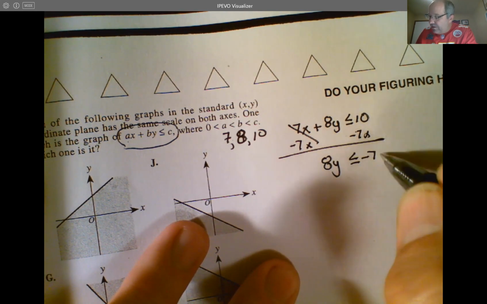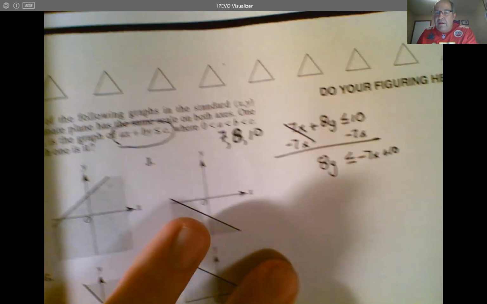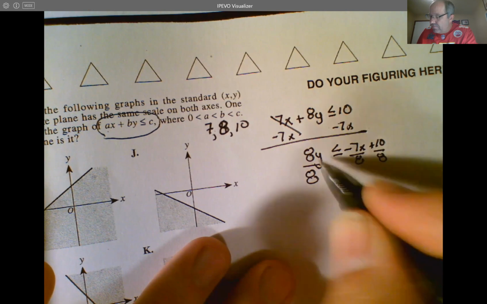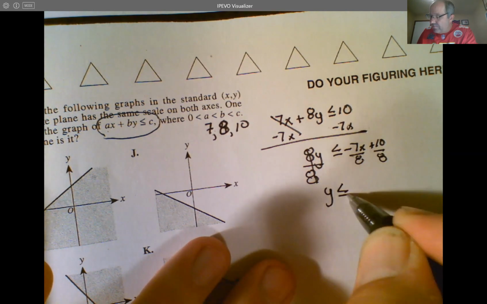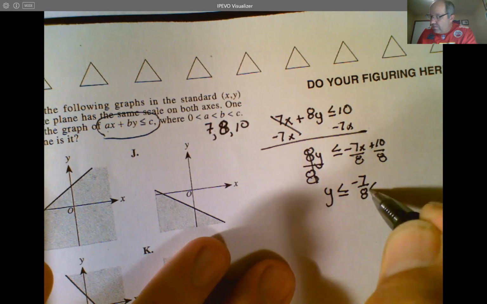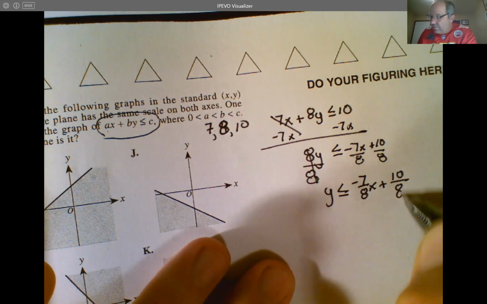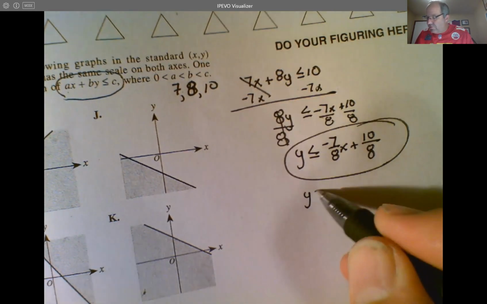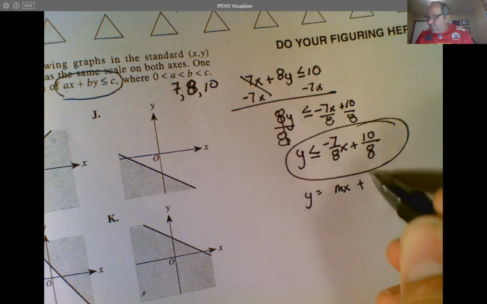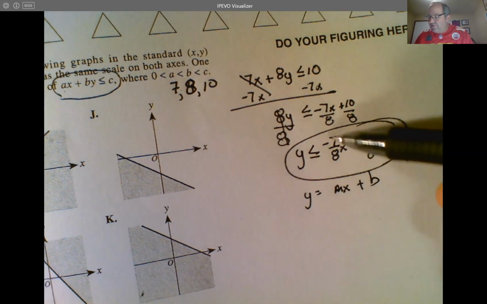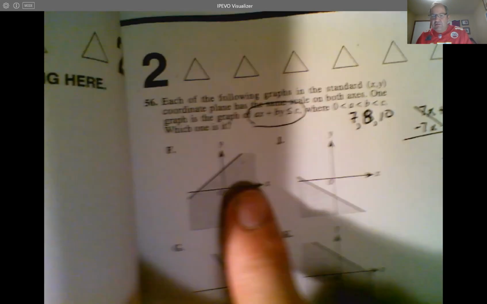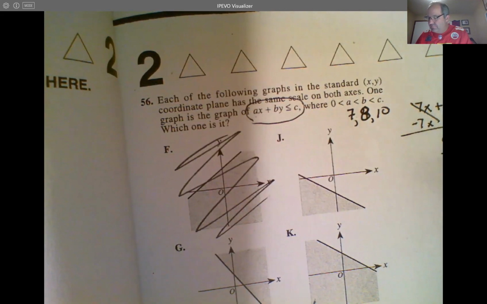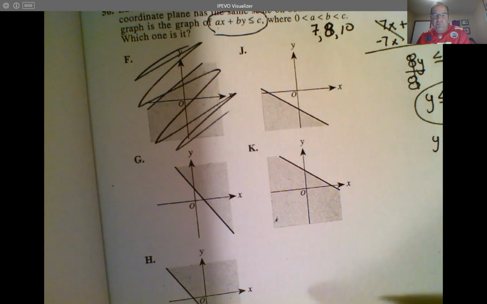So that's a negative 7x, and that's a positive 10. And then wouldn't we divide both sides by 8? And we have this. Now, we have to remember something, right? Remember that y equals mx plus b business from algebra? M is the slope. Our slope is negative. Well, choice F, that's a positive slope. Can't be that one. The rest of these have negative slopes in them.